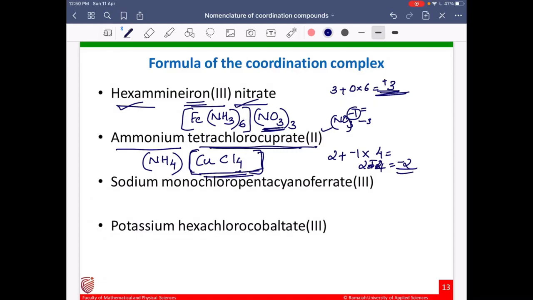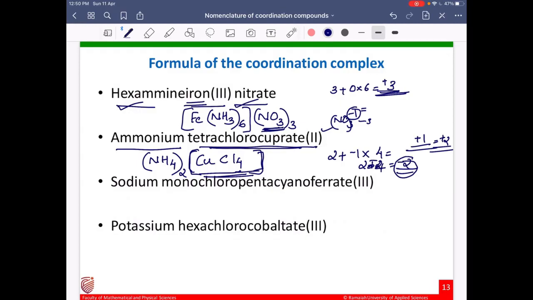And we know that ammonium has a charge of plus 1. So in order to satisfy minus 2, a total of plus 2 should come from the ammonium side. How to get plus 2? We require 2 ammonium groups, because 1 ammonium will give plus 1, 2 ammonium will give plus 2. Then it can satisfy the charge obtained from CuCl4. So the structure of the compound is (NH4)2CuCl4.